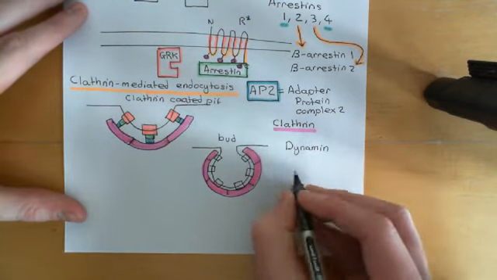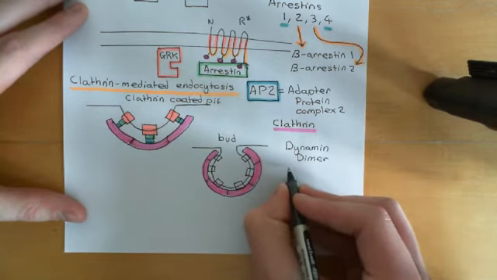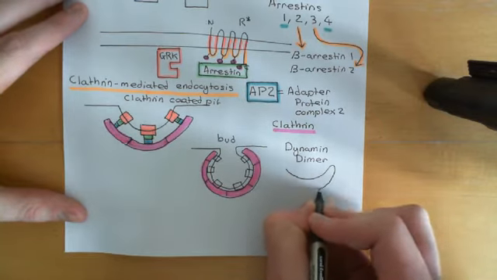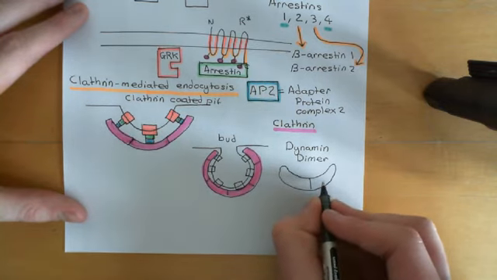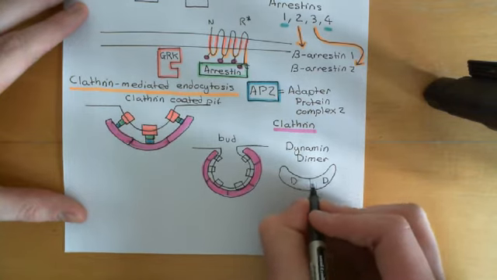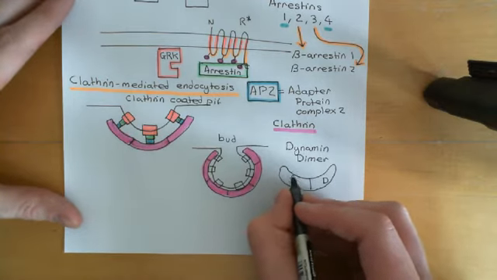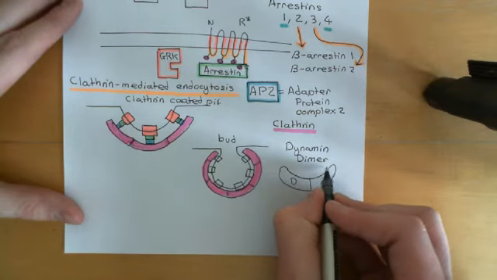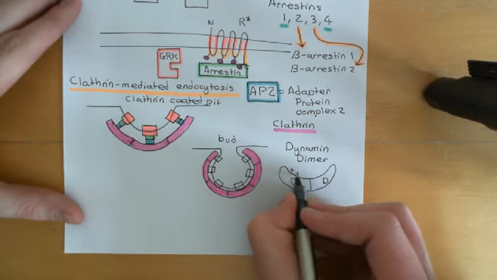So dynamin is a dimer, firstly. It assembles into dimers and it's functional as a dimer. And a dynamin dimer is often drawn like so. It's often drawn in this banana shape, with the two dynamin proteins here. So this is one dynamin protein, and here is the other dynamin protein. And when they dimerize, they make this banana shape here. Now, the idea is that this side of the dynamin protein, the concave side of the dynamin dimer rather, has a positive charge.